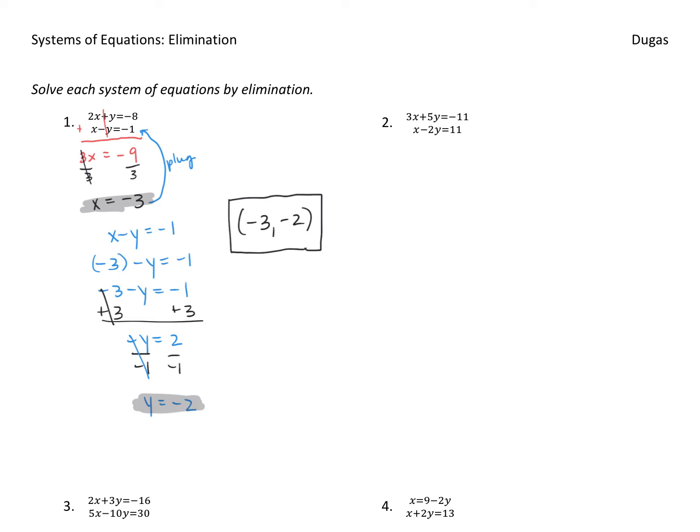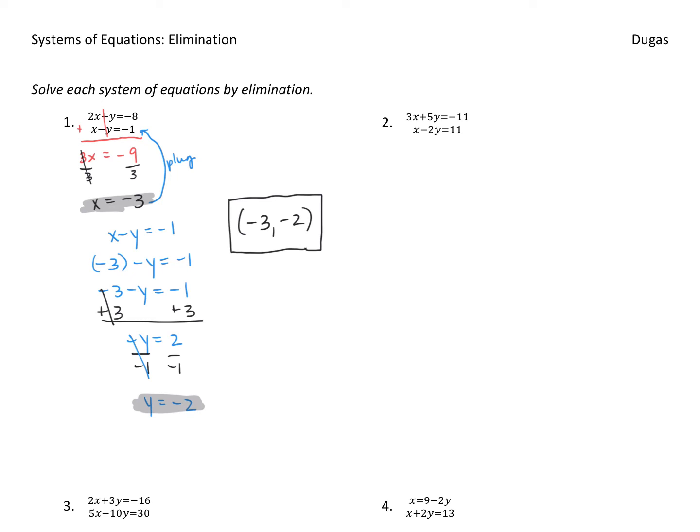In this case, what you have to do is scale up one of the equations by multiplying by some scalar, by some number, so that one of the variables is opposite one of the other variables in the other equation.